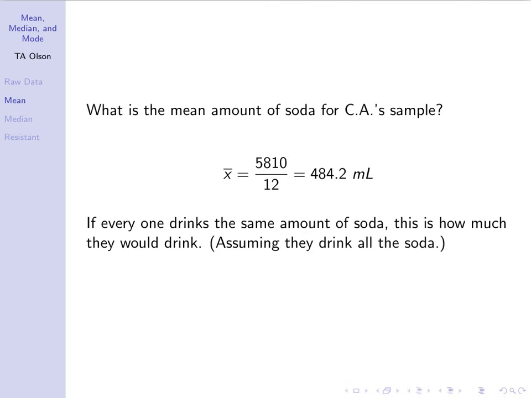Well, if everyone at the party drinks the same exact amount of soda, but they drank all of the soda that we calculated, this is how much each person would drink. We take all the soda for these 12 people, pour it into a bucket, and distribute it evenly among the people. This is how much soda there is.